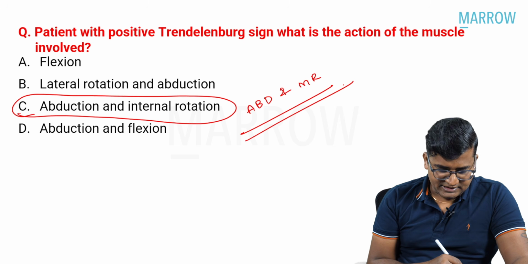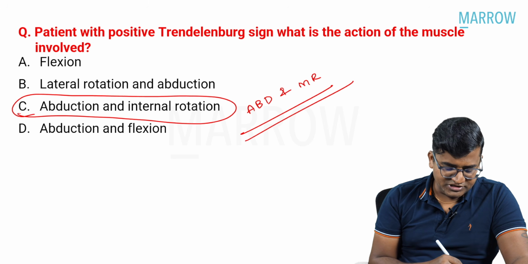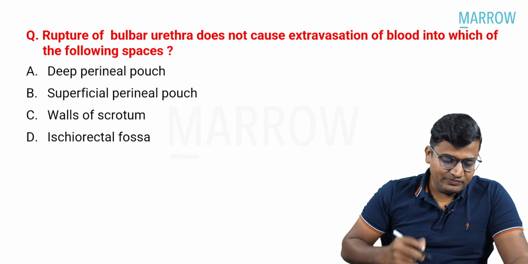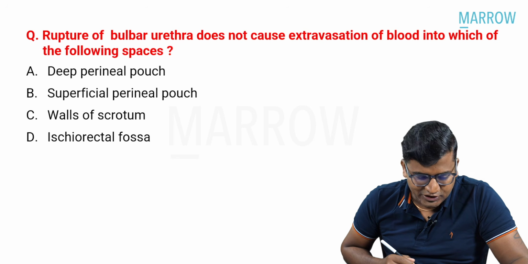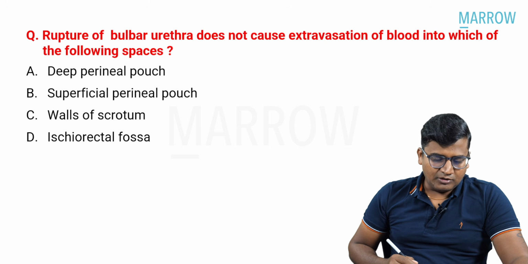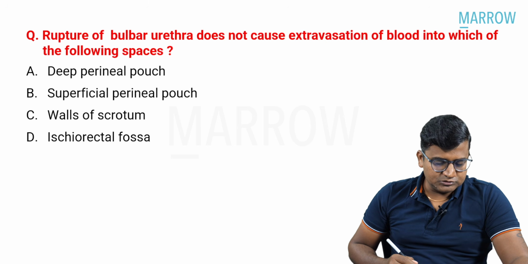Okay. Now come to the next question. The rupture of bulbar urethra does not cause the extravasation of blood into which of the following spaces? Option A, deep pouch. Option B, superficial pouch. Option C, wall of scrotum.